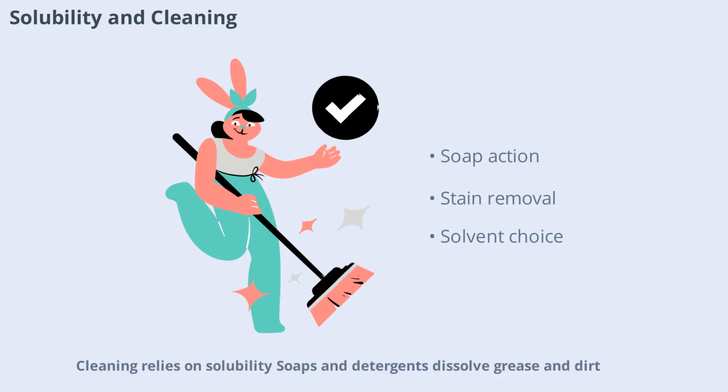Cleaning relies on solubility. Soaps and detergents dissolve grease and dirt, allowing them to be rinsed away with water. Some stains require special solvents because they don't dissolve in water. Knowing which substances dissolve in which solvents makes cleaning more effective and efficient.